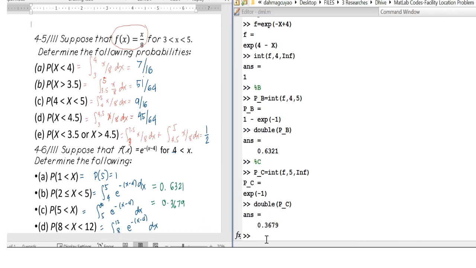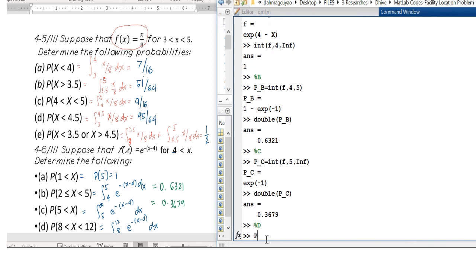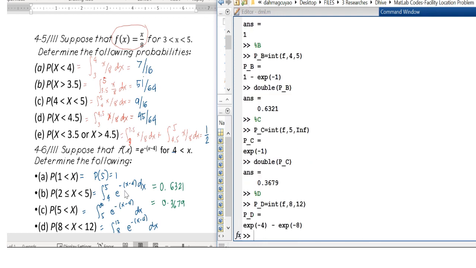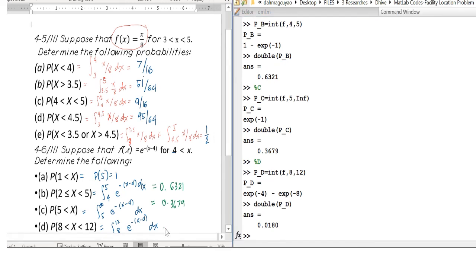While for D, it is equal to the integral of f from 8 to 12. So let's have it in decimal. So it would be 0.0180.